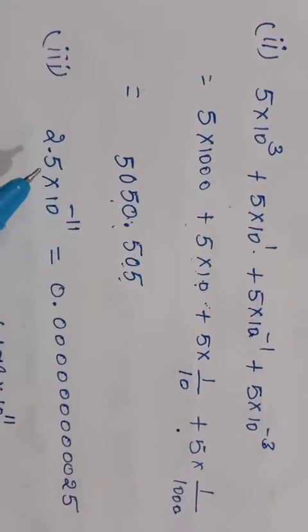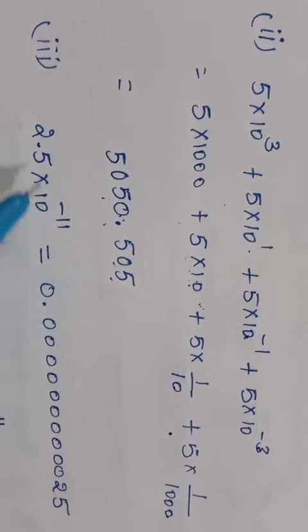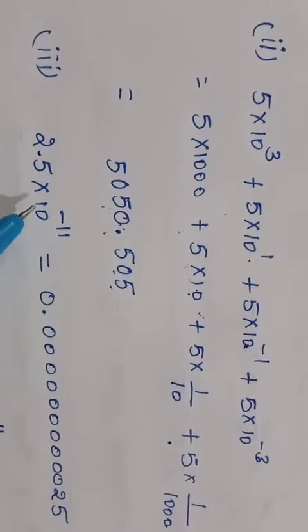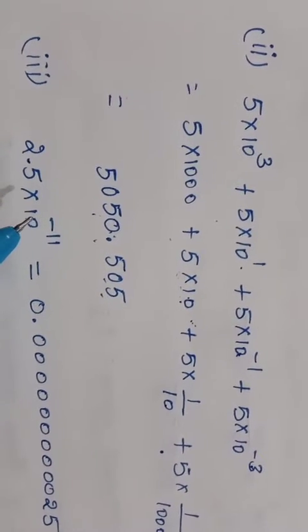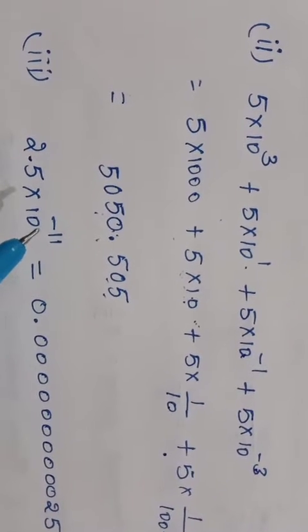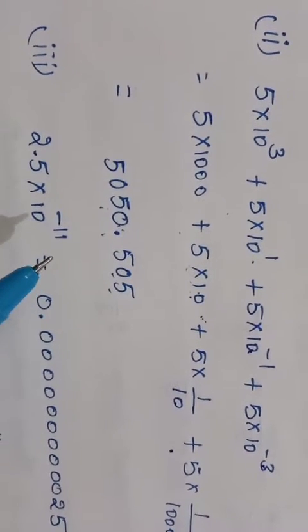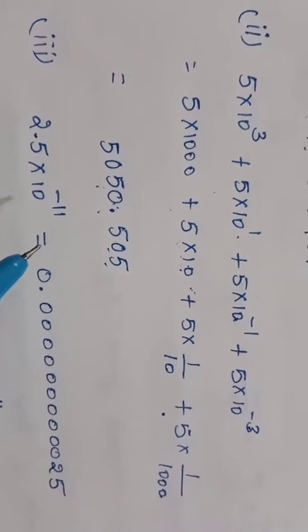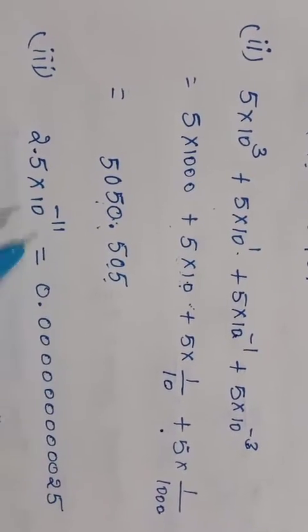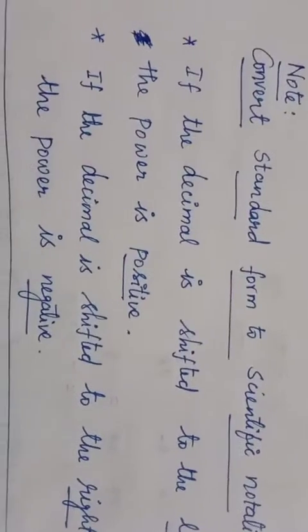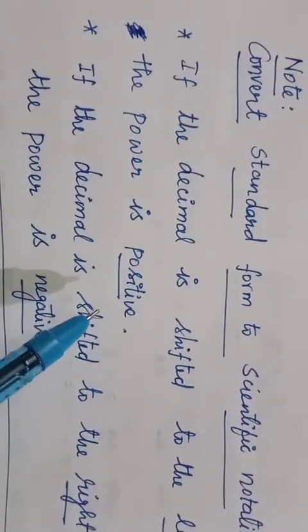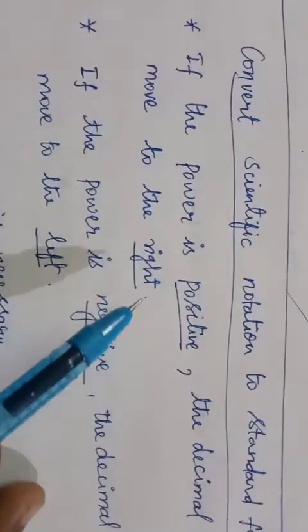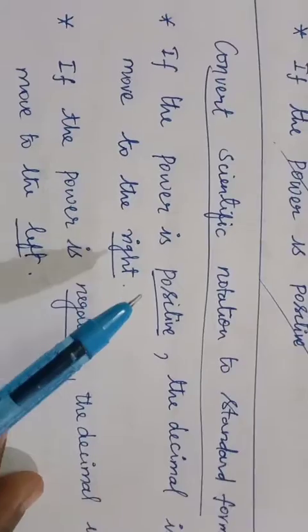Next it is given 2.5 into 10 power minus 1. So it is in scientific notation form. This scientific notation form you have to convert into standard form. Previously I taught you standard form to scientific notation, where we have to follow some rules. Then for scientific notation to standard form, we also have to follow some rules. First we have to see that, then I will explain this problem. Already we discussed standard form to scientific notation. The same thing you have to do to convert scientific notation to standard form. The reverse rules we have to follow.